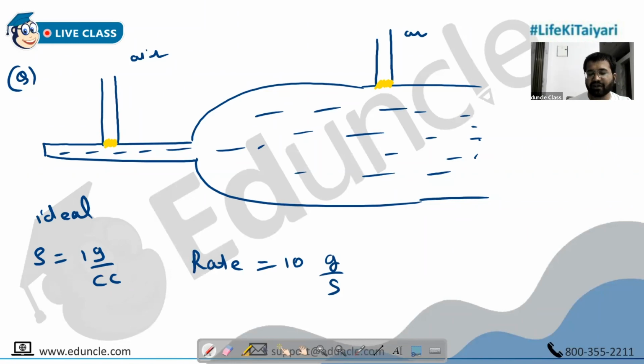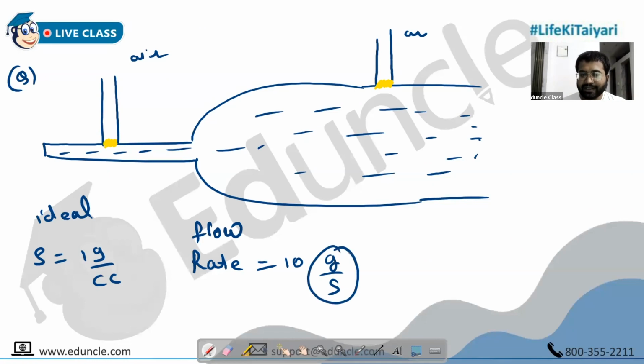What is the meaning of rate here, first of all? Can you tell me? The liquid is flowing at 10 grams every second. So how do you understand this? This is the flow rate. They have mentioned 10 gram per second. This is the liquid flow rate right now.